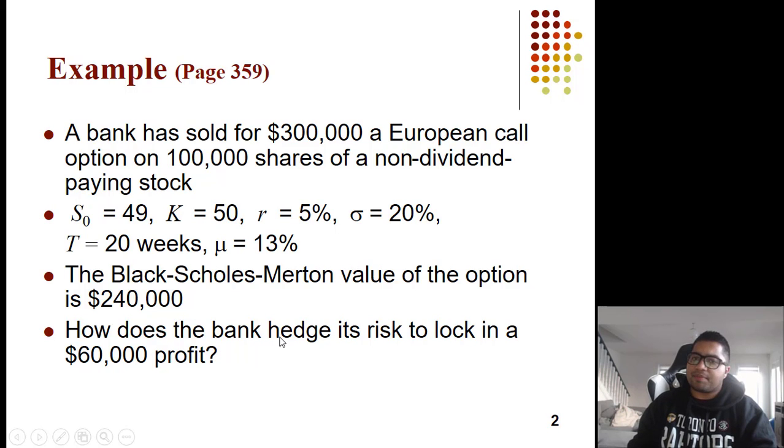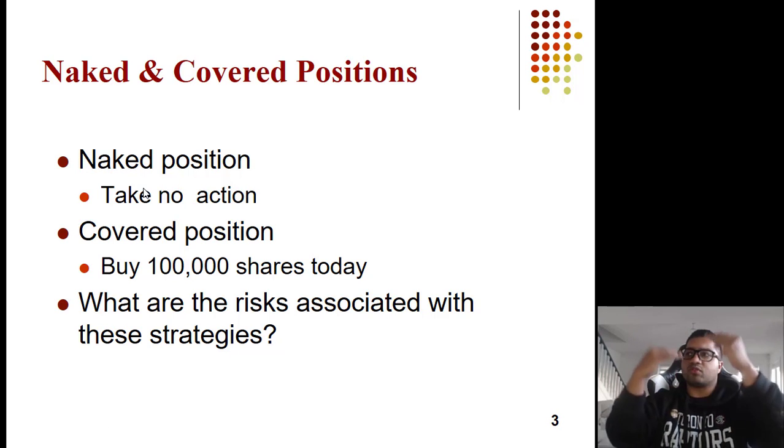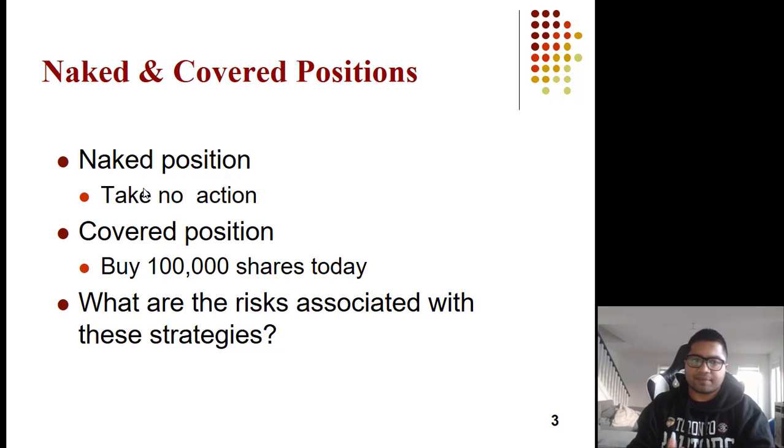Okay. How does the bank hedge its risk to lock in $60,000 of profit? How can you hedge your risk? The answer is, you can take no action. Each time it moves down, you will make money. Each time it moves up, you will lose money.